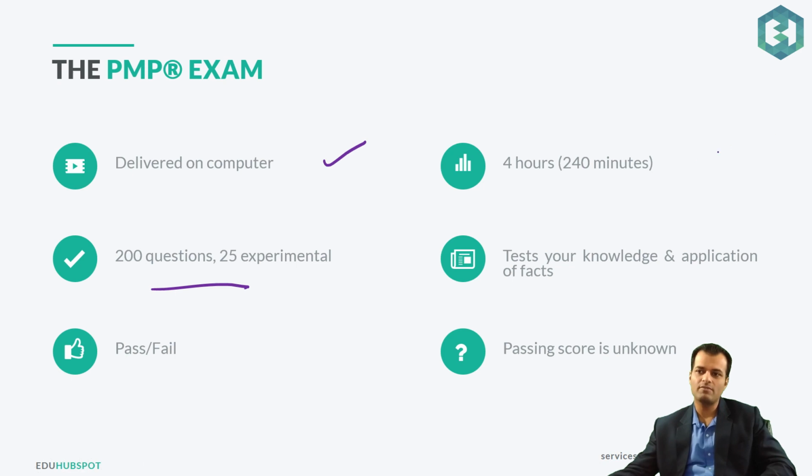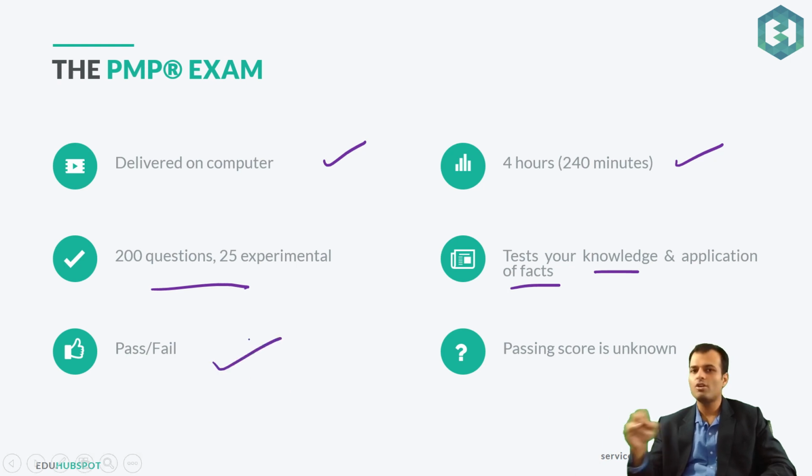Then it will be 4 hours, 240 minutes. They will test your knowledge and application of facts. You will not get any percentage. They will only tell you whether you have passed or failed. Congratulations or sorry. The passing score is unknown; PMI has never published it. But I could say that if you are scoring around 70% on the EduHubSpot practice test, then I think you are in safe hands.